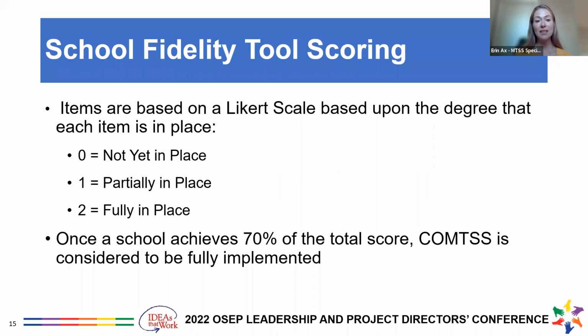Items on the School Fidelity Tool are based on a Likert scale based upon the degree to which each item is in place. A score of 0 is not yet in place. A score of 1 is partially in place. A score of 2 is fully in place. Once a school achieves 70% of the total score from the School Fidelity Tool, COMTSS is considered to be fully implemented.